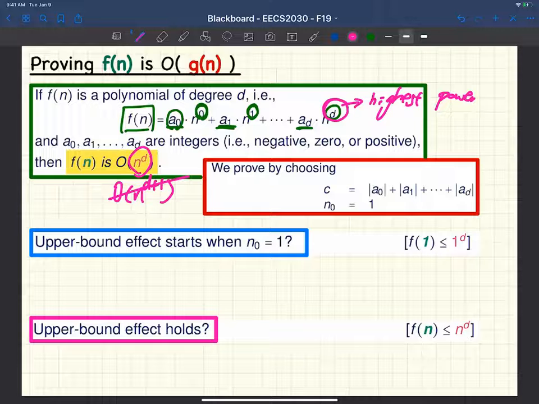But now, how do we prove it? Here is how you prove it. The way to prove it is two things. You have to choose a value for the multiplicative constant C.